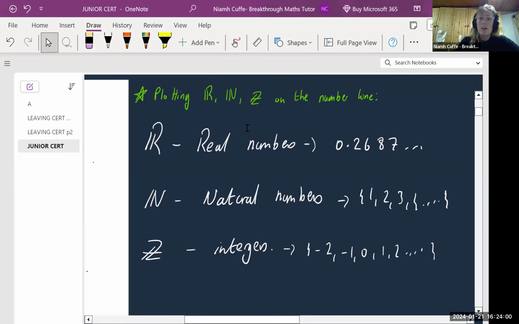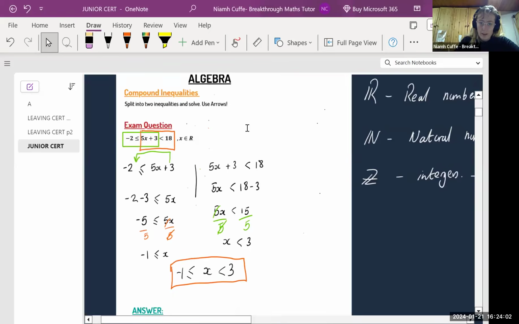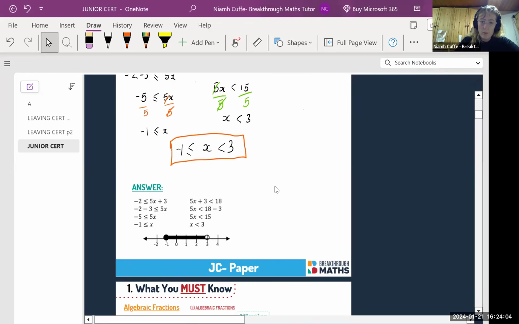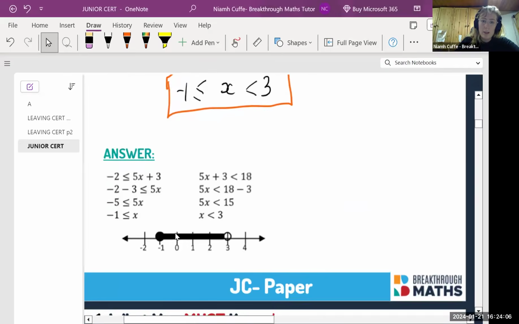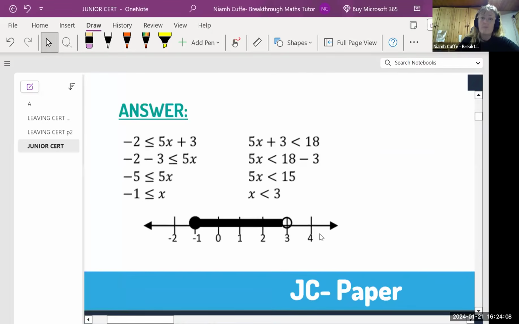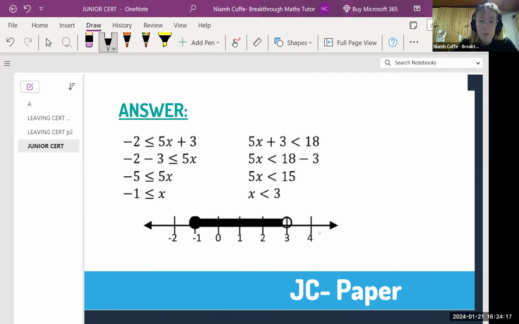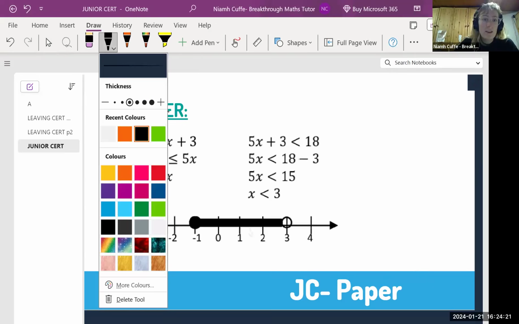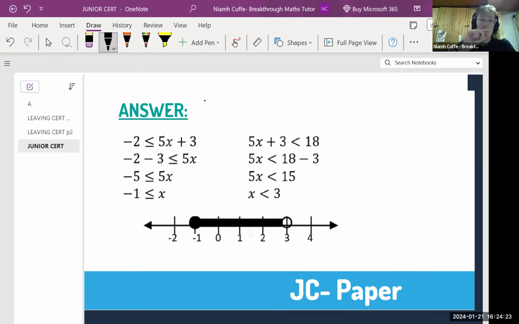When we're plotting real numbers, guys, we're going to do a solid line like we have here. We're doing a solid line on our number line because when we're talking about every number, we're not just talking about 1 or 2 or 0. We're talking about 1.5, 1.8, any number in between. So we represent it with a solid line.